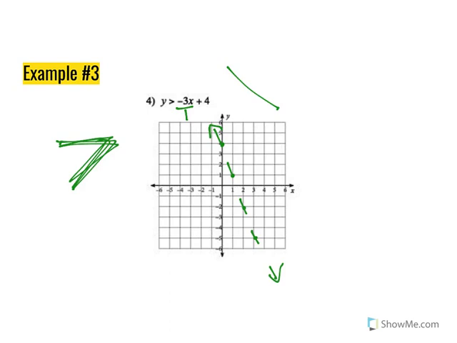And then we need to figure out where to shade it. Y is bigger or greater than, which means that our y's need to be going up, which means it's this side that's shaded.